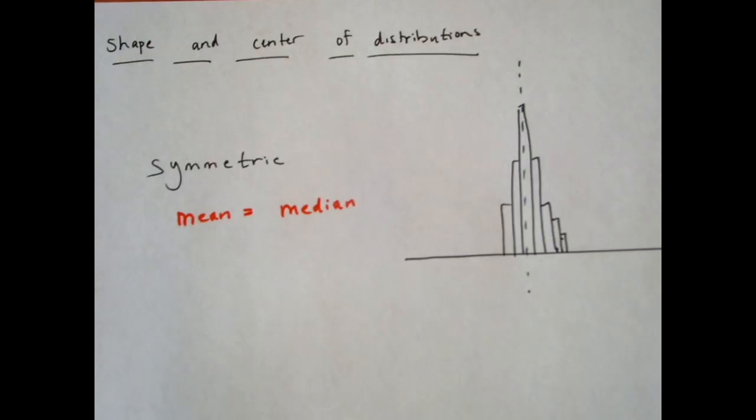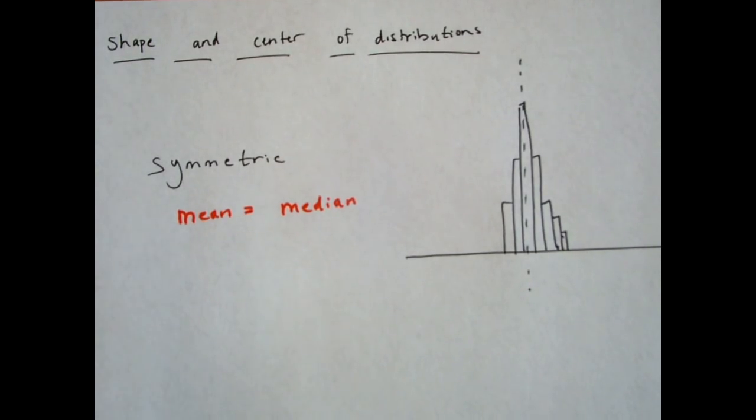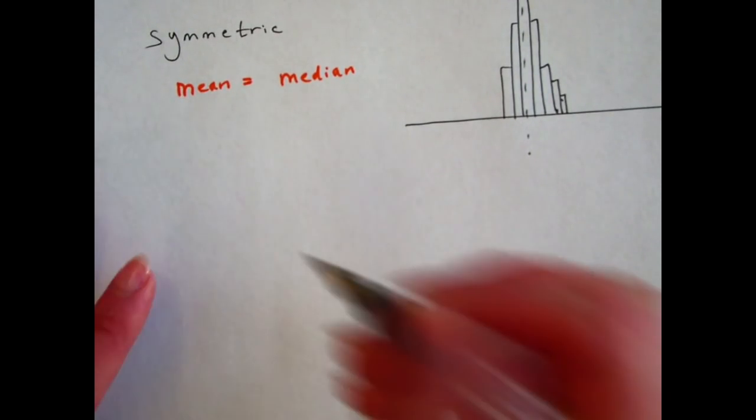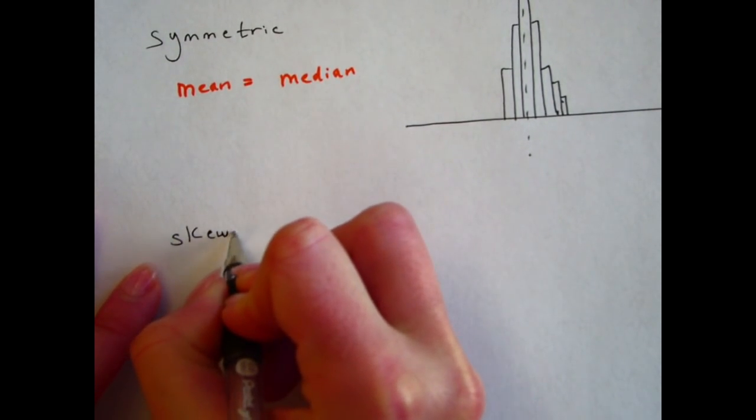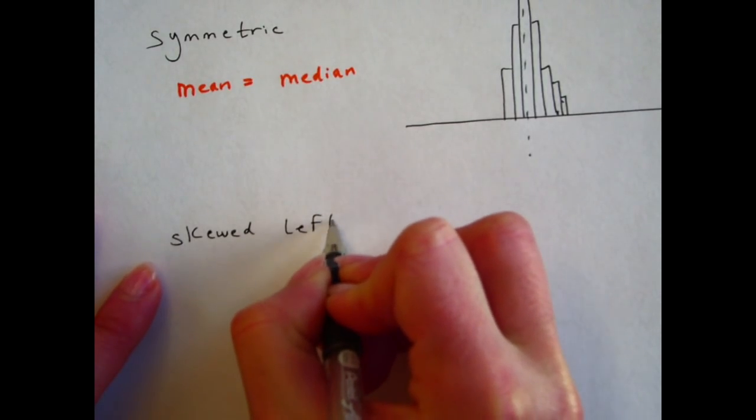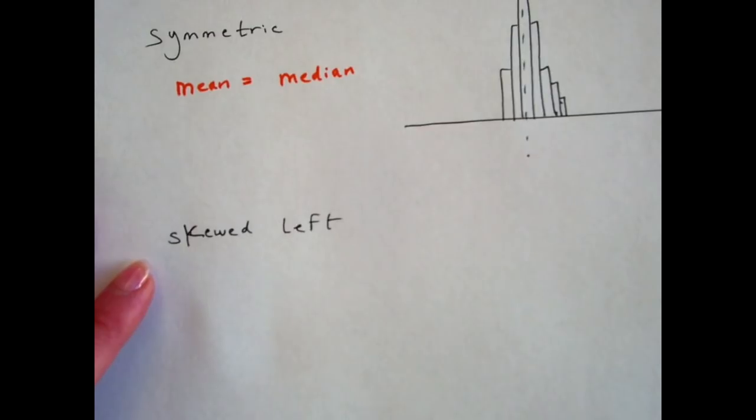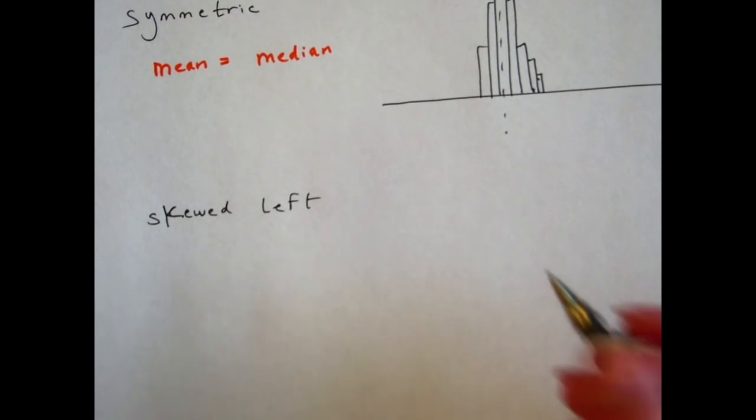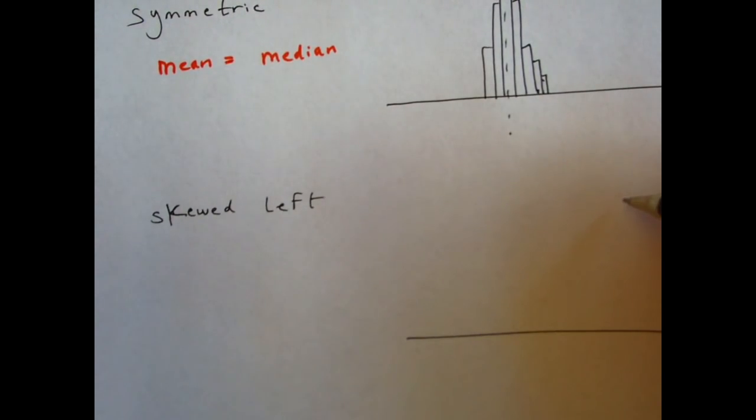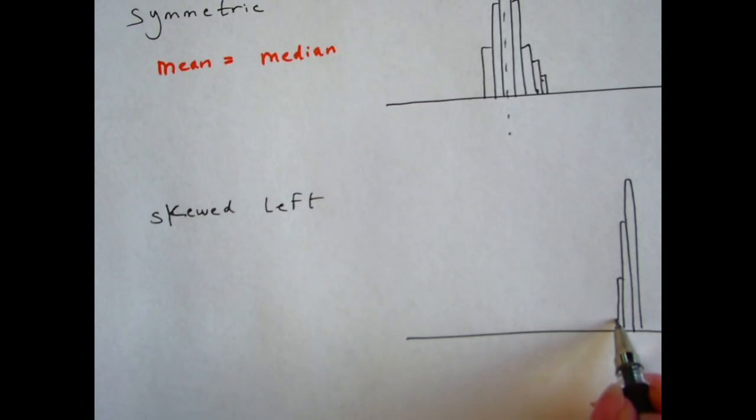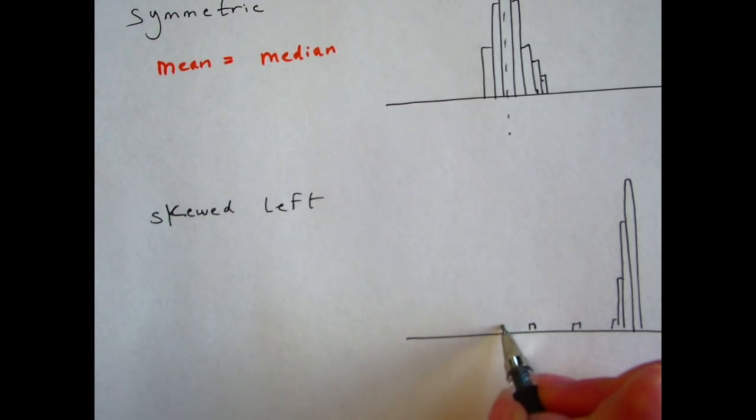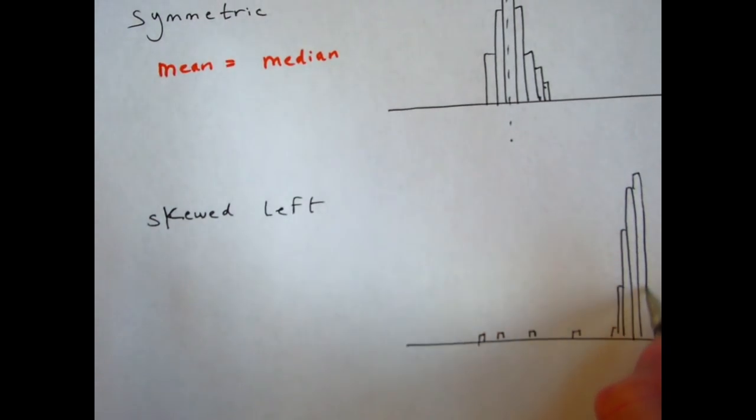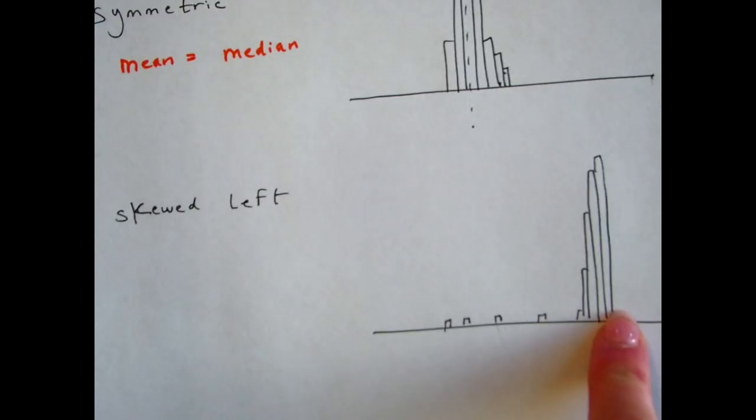The other type of distribution that you'll be looking at is skewed left. So a distribution that's skewed left has more data on the right side of the distribution. A little bit weird to get used to, but skewed left means it has like a tail to the left. So it could look something like this. Anything where the bulk of the data is falling on the right side of the distribution.